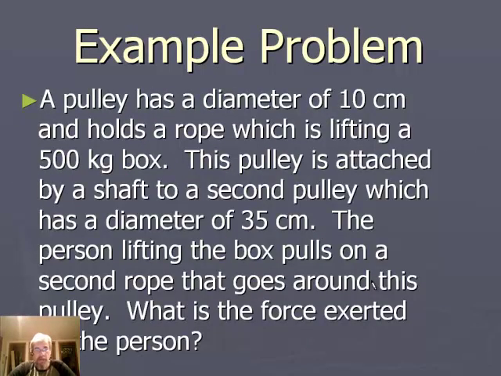Well, here's a slightly more complicated problem because there are two pulleys. One pulley has a diameter of 10 centimeters. It holds a rope which is lifting a 500 kilogram box, so there's a tension there. This pulley is attached by a shaft to a second pulley, and that pulley has a diameter of 35 centimeters. The person lifting the box pulls on a second rope, and that goes around this pulley. So what's the force exerted by the person is the question.